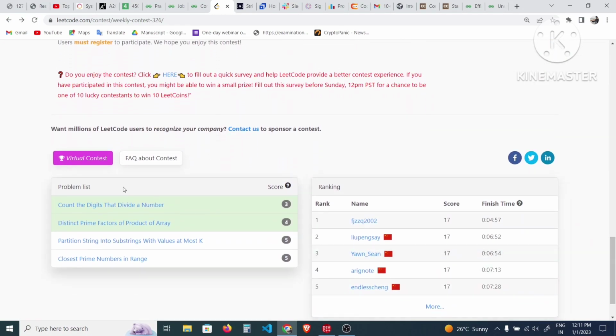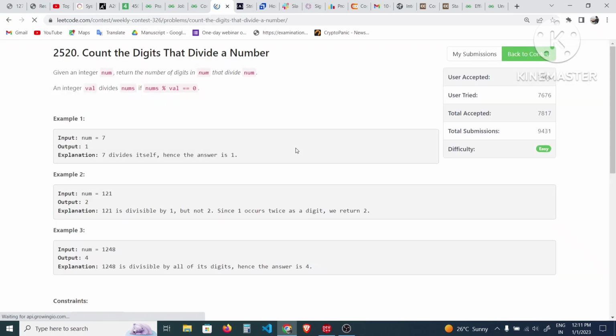During the contest, I was able to solve 2 questions, and after that I had some work, so I left the other 2 questions. But when the contest was over, I tried to solve those 2 questions, and I have solved them. We will go through each question one by one. So let's go to the first question.